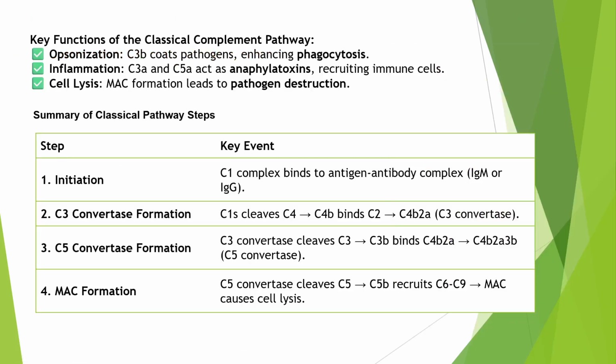So the key functions of the complement pathway are opsonization, inflammation, and cell lysis. C3b coats the pathogens, enhancing phagocytosis. C3a and C5a act as anaphylotoxins, recruiting the immune cells. Cell lysis occurs because of the MAC complex, leading to pathogen destruction. So first is initiation, then C3 convertase formation, C5 convertase formation and MAC formation. These four are the four most important steps that take place in the classical pathway.